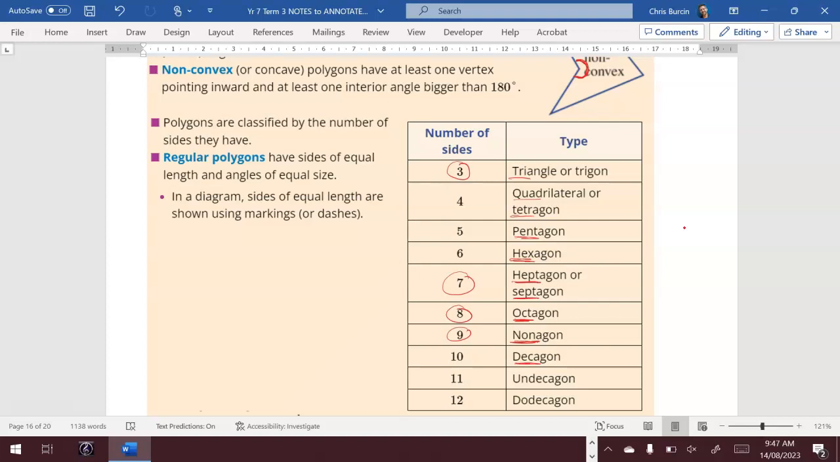A 10-sided figure. So it's got 10 straight lines and they connect. Doesn't necessarily mean that it's convex or non-convex. It can still be a decagon if it follows those rules. Question?